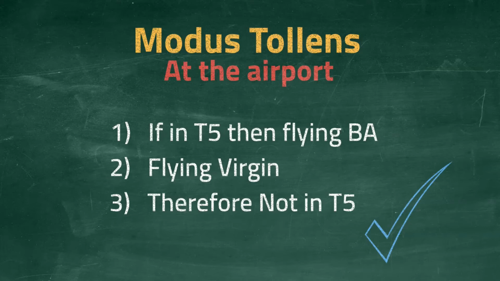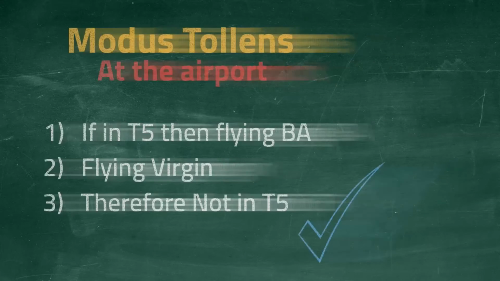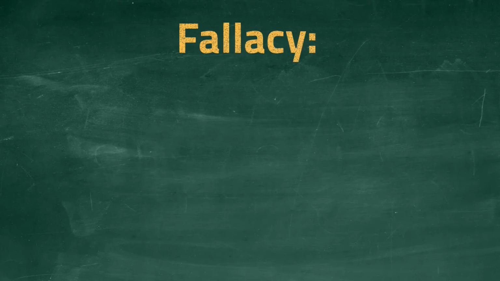However, this reasoning is not entirely useful. You do not know which terminal you are flying from, only that it is not Terminal 5, but there are 3 other terminals. Which leads us to a fallacy.